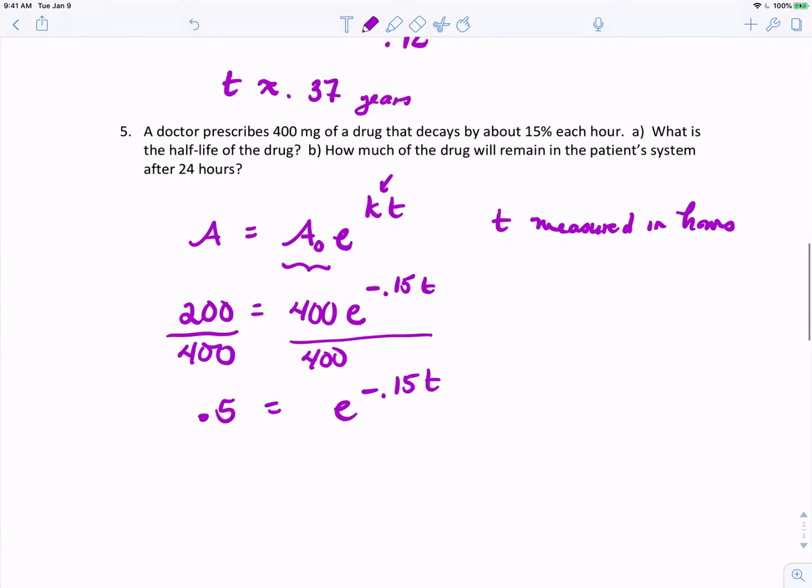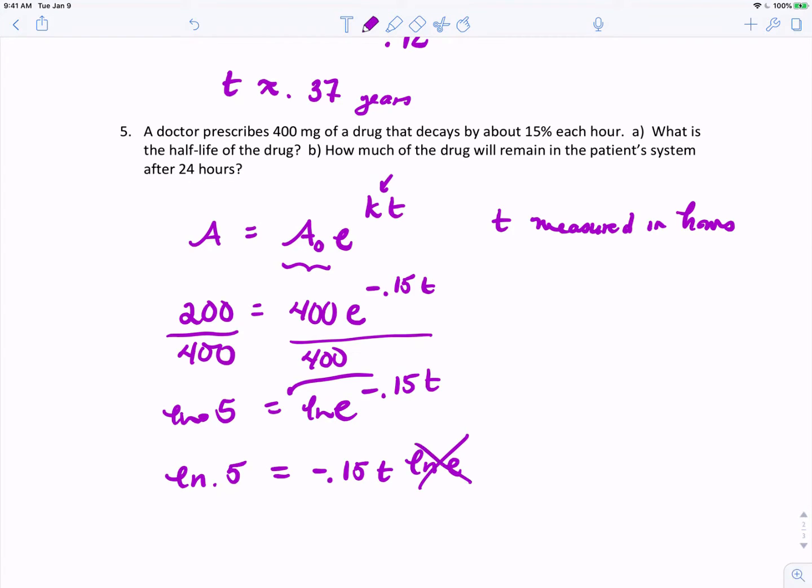So it really doesn't matter how much we started with. If we want the half-life, when you do that first step of dividing, it'll always end up being 1/2, or 0.5 is equal to e to the growth rate times t. We'll take the natural log of each side. So we have the natural log of 0.5 is equal to, this allows us to bring down the power, negative 0.15 t times the natural log of e.